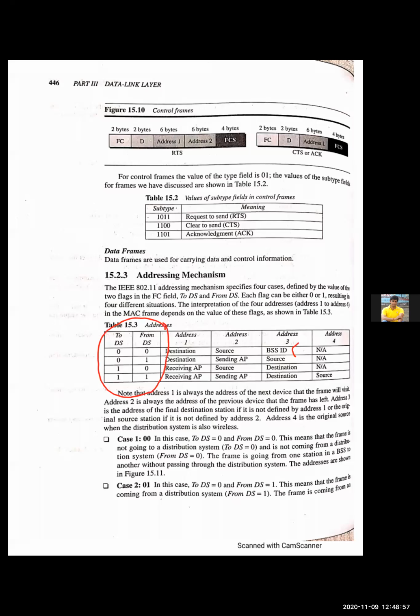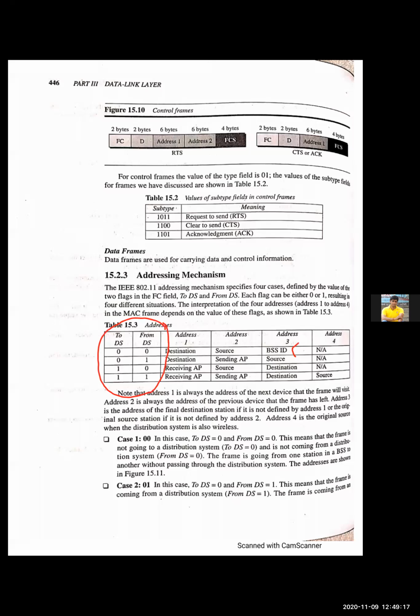You can see with the diagram. This is for case 1. The first diagram is for case 1. The second diagram is for case 2. This is for case 3 and this is for case 4. Clear?